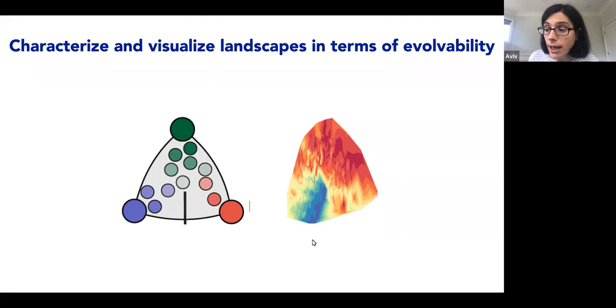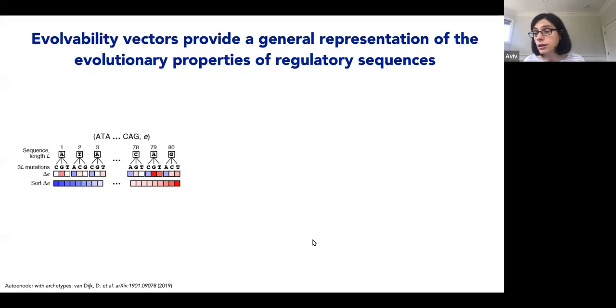So finally, we asked if we can find an effective way to characterize the full landscape and visualize it in low dimensions. For this, we're going to encode for each sequence its evolvability, which we define as the extent to which mutations in the sequence would change its expression phenotype.